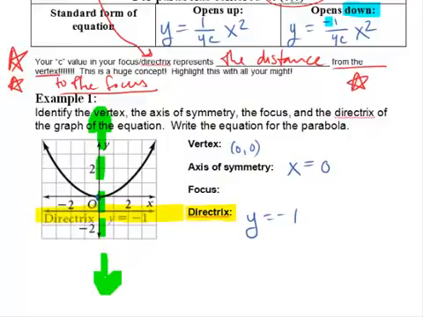What it does tell us, remember that c value we just said? It's equally distant from focus to vertex. So if it's the distance from the vertex to the focus, it has to be the same distance from the vertex to the directrix. So since this distance is a distance of 1, this must also be a distance of 1. So our focus is going to land right there, and our focus will be the point 0, 1 because of the c value.